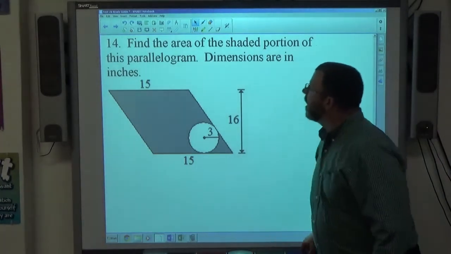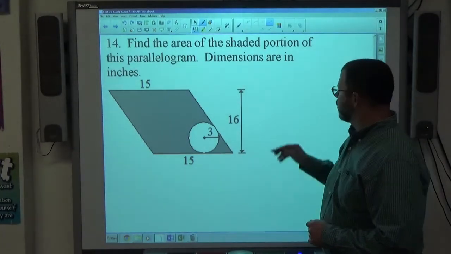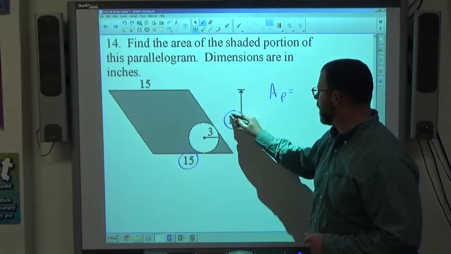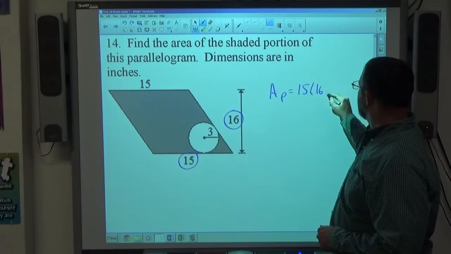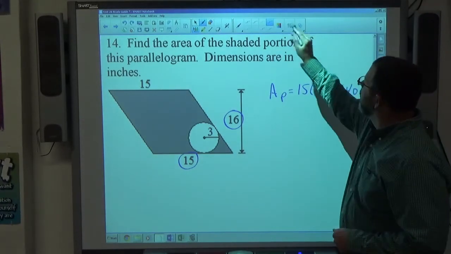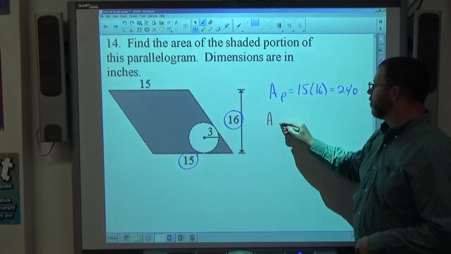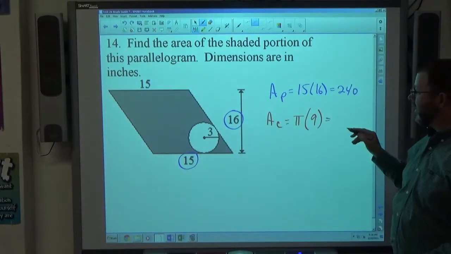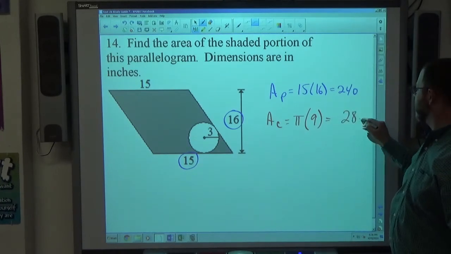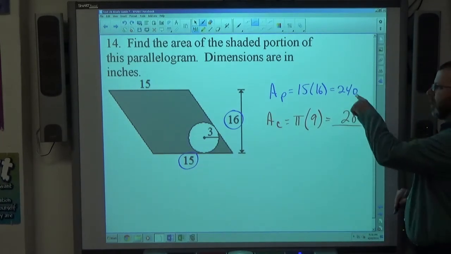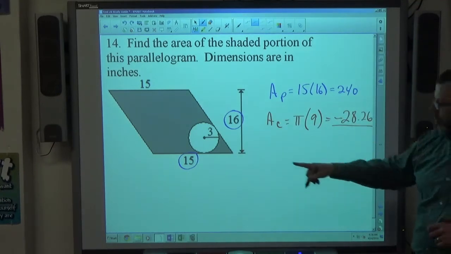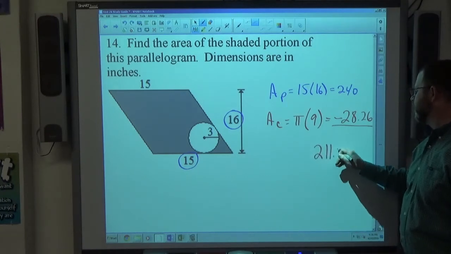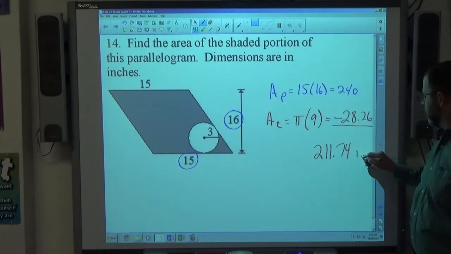Number 14, find the area of the shaded portion of the parallelogram. So we have the parallelogram. Area of a parallelogram is base times perpendicular height. 15 times 16 is equal to 240. We have a circle. The area of a full circle is pi times the radius squared. 3 squared is 9. 9 times 3.14 is 28.26. And it's parallelogram minus circle because the circle's cut out. So 240 minus 28.26 is 211.74 inches squared.